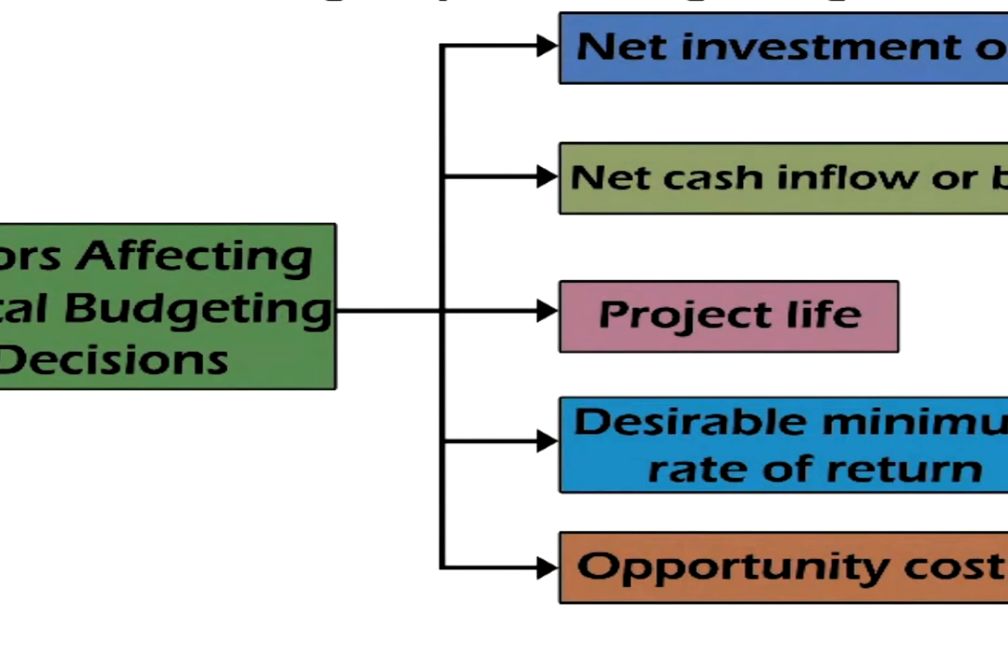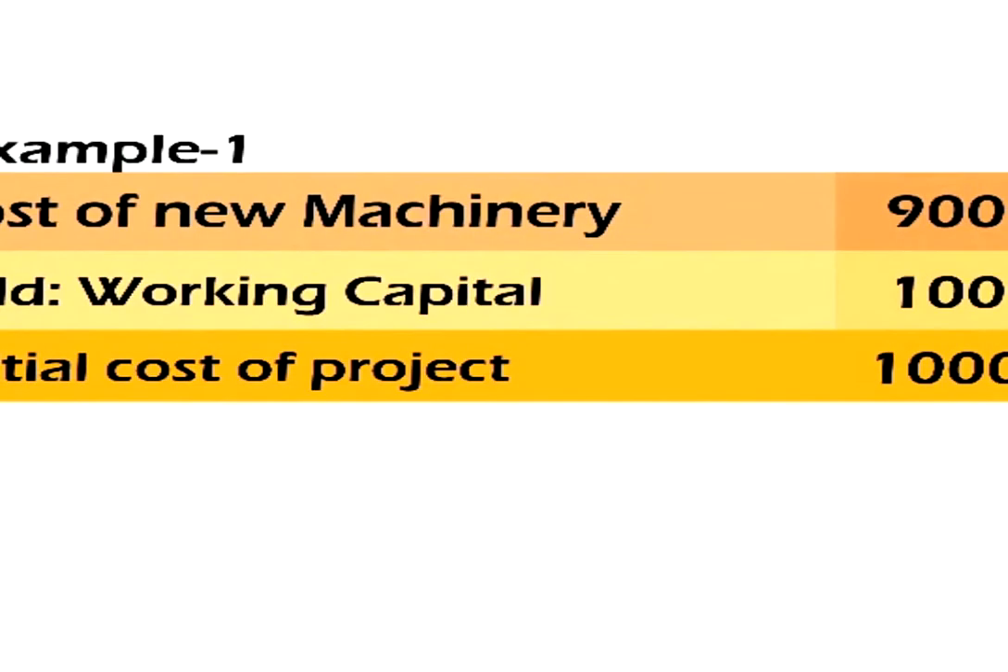Now we shall learn about the factors affecting capital budgeting decisions. First is net investment outlay. It means the initial cost, that is, what cost I need to incur. It shall be the sum of the cost of the new asset purchased plus investment in working capital less the salvage value of the old asset, if any. For example, if the cost of new machinery is 90,000 and I need additional working capital of 10,000, we will reach an initial cost of 1 lakh rupees.